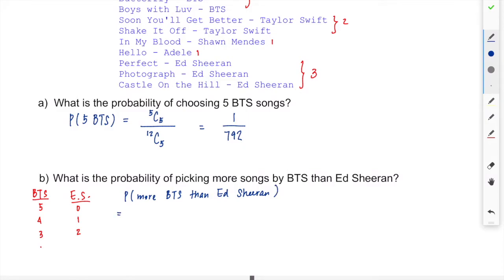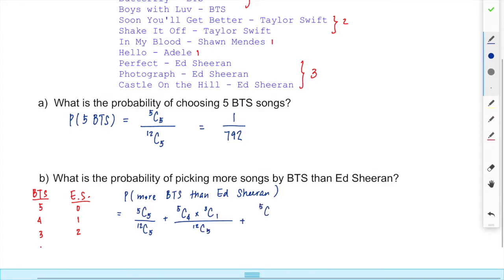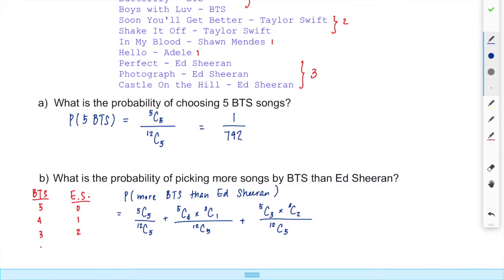That means I need to add the cases of 5 choose 5 over 12 choose 5, plus 5 choose 4 BTS times 3 choose 1 Ed Sheeran, plus 5 choose 3 times 3 choose 2, out of 12 choose 5. If I work out case by case, I get 1/792 plus 15/792 plus 30/792. Simplifying, this gives me 23 out of 396.